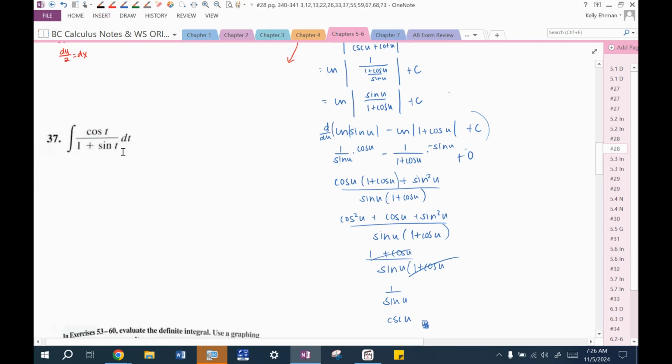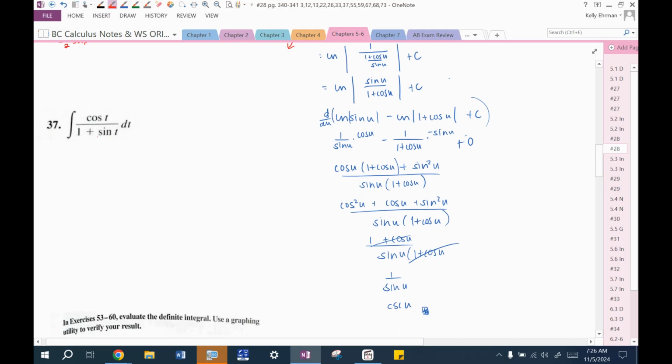What about number 37? So let's let the denominator, if you're not sure between trig, remember you're letting the denominator usually equal your u. So I'm going to let u equal 1 plus sine of t. And then I'm going to take du/dt to get cosine t. So du divided by cosine t is equal to dt. So we can set this up as cosine t over u times du over cosine t. Those cancel. So it's just the integral of 1 over u du. So this is natural log absolute value of 1 plus sine t plus c.